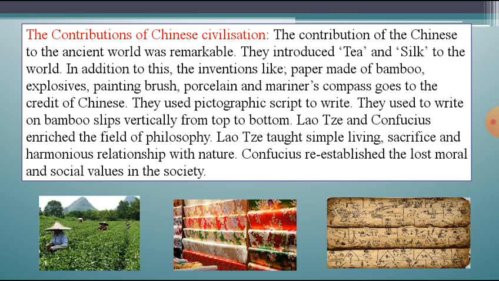So in the contributions we can learn about the things produced in China. There was paper made out of bamboo, and explosives, which were used in warfare, such as bombs and many other explosives, maybe bullets, and such explosives were famous in China. Even the painting brush and porcelain plates, as we have spoken about and you have seen in the last slide about the dishes. And the mariner's compass goes to the credit of the Chinese. The mariner's compass shows ships at sea the directions in which they can go. They also made much use of pictographic script to write.